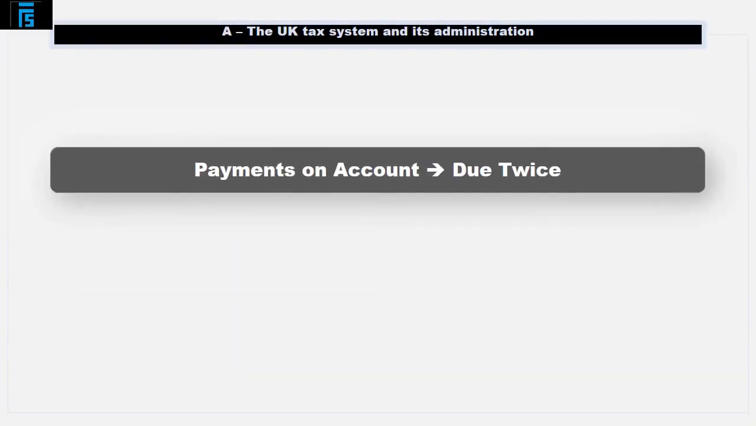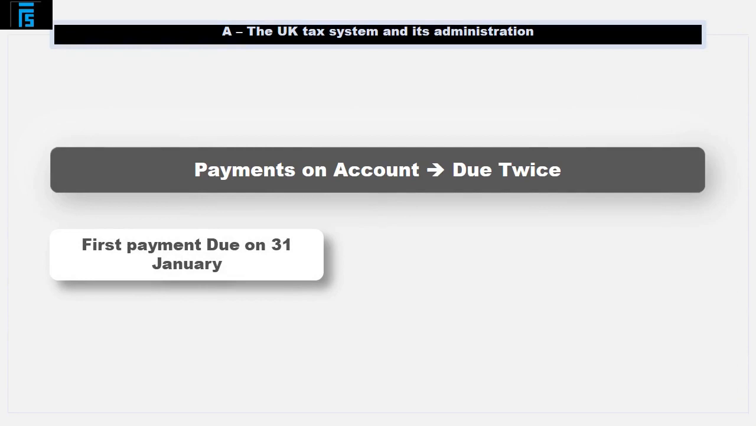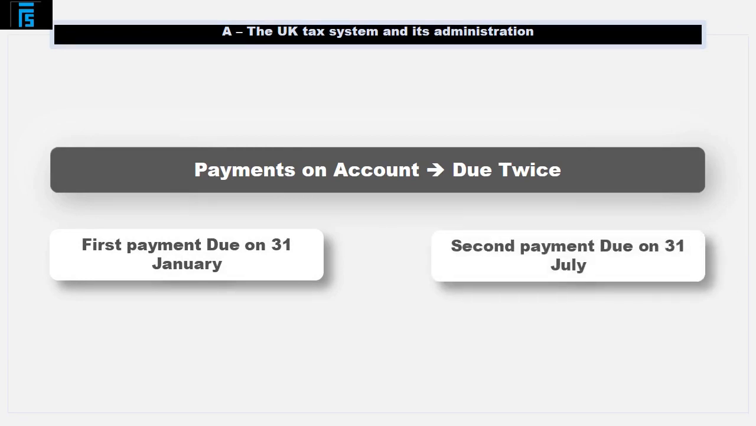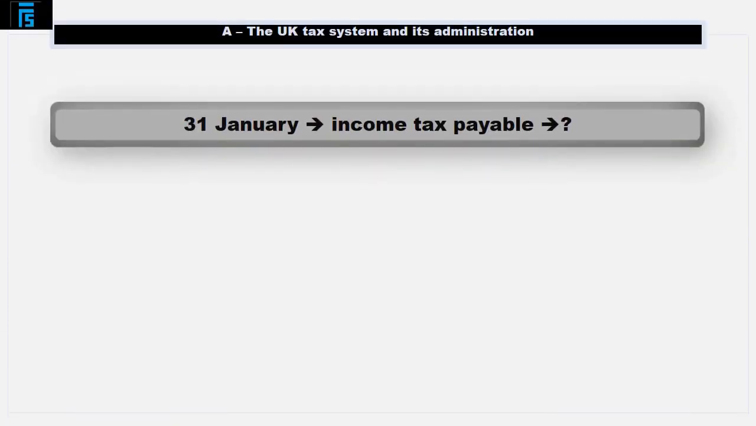These payments on account are due twice. The first is paid on the 31st of January falling within the tax year in question, and the second on the 31st of July after. The problem is that on the 31st of January falling within the tax year, we haven't yet reached the end of the tax year, so we can't possibly know what the income tax payable under self-assessment will be.